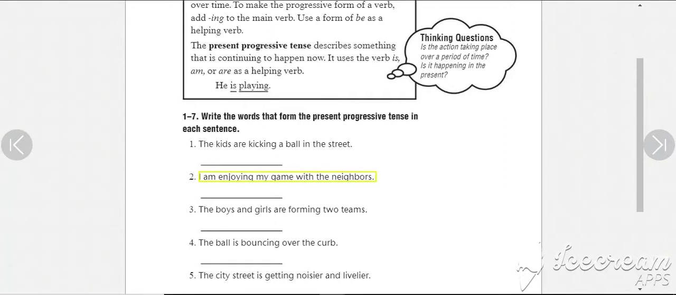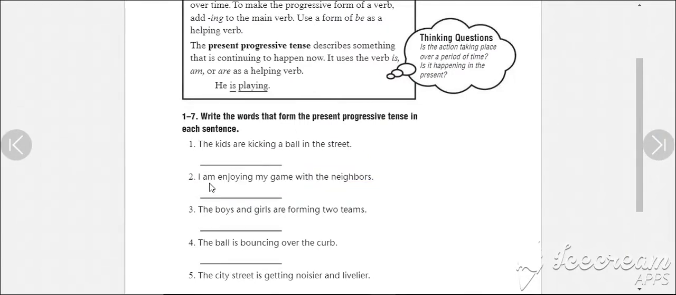All right, so what did I do? I am enjoying. So where's the helping verb? Am, and then the main verb is enjoying with ing. So here I have number 2. I am enjoying my game with the neighbors. What did I do? Am enjoying. So here is the present progressive form. Where's the helping verb? Am. And the main verb enjoy with ing, which means that I'm enjoying right now and still enjoying and I didn't finish yet. So the action is happening right now and still continuing, still in progress. And it's happening now. That's why it's in the present.